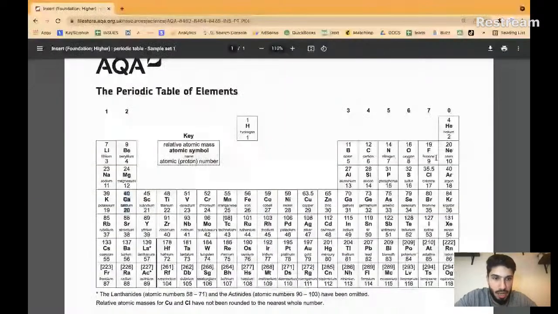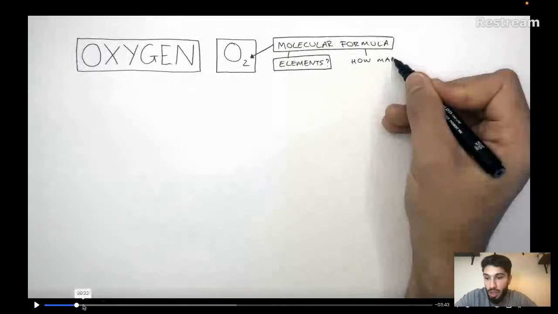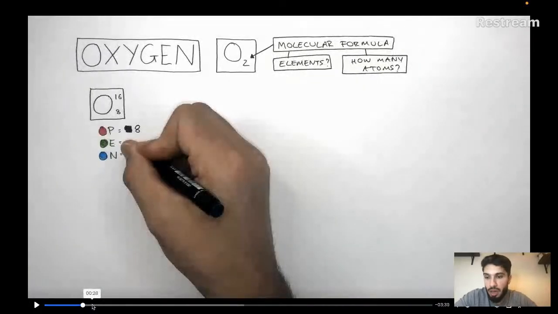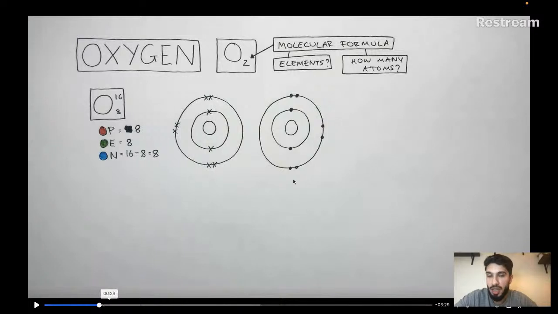Now, if we look at the periodic table, we can see that oxygen is in group 6. So it has 6 electrons in its outer shell. You need to understand that oxygen does not form a single covalent bond. It actually forms a double covalent bond. So look, 6 electrons in the outer shell. The oxygen atom is not stable. So the question is, how does this molecule form a double covalent bond? Well, let's go through it.